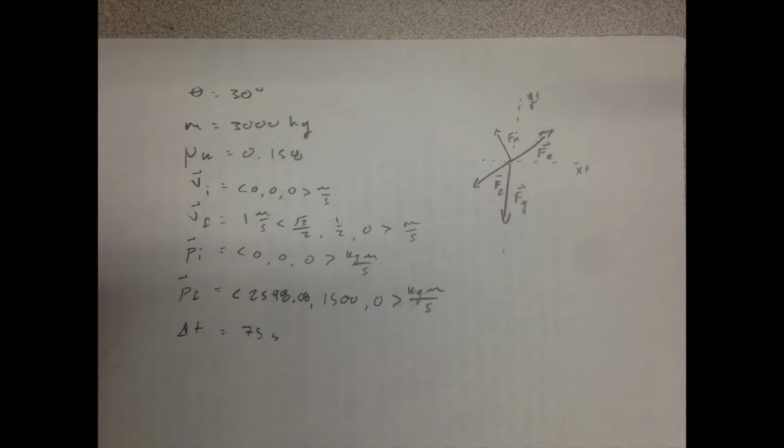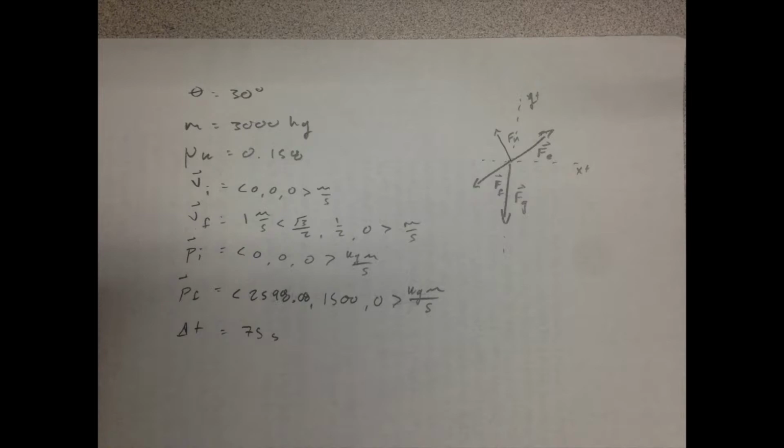The truck's final velocity is 1 meter per second, but on a 30-degree slope, so we need to multiply 1 meter per second by the unit vector for 30 degrees. The initial momentum is 0, and the final momentum of the truck is 2,598.08 in the x direction and 1,500 in the y direction. It takes the truck 75 seconds to go up the muddy hill.